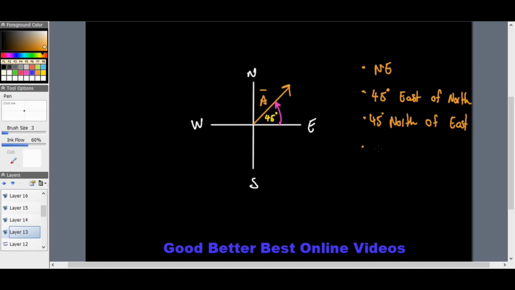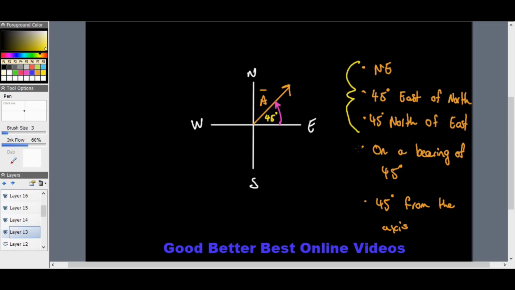Another also suitable answer would be to say on a bearing of 45 degrees. And another option which is also good is 45 degrees from the east axis. This is the least likely answer to give, though. Your top three answers is what you really want to have a look at, and even more than just the top three, these two over here, possibly this one as well, whenever you get asked a question like that.